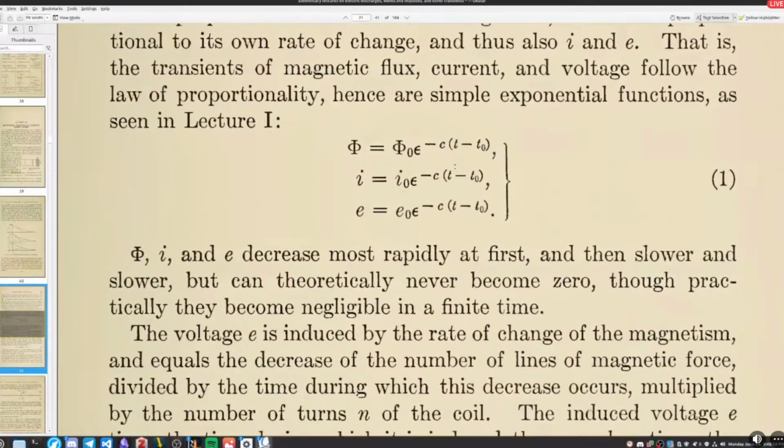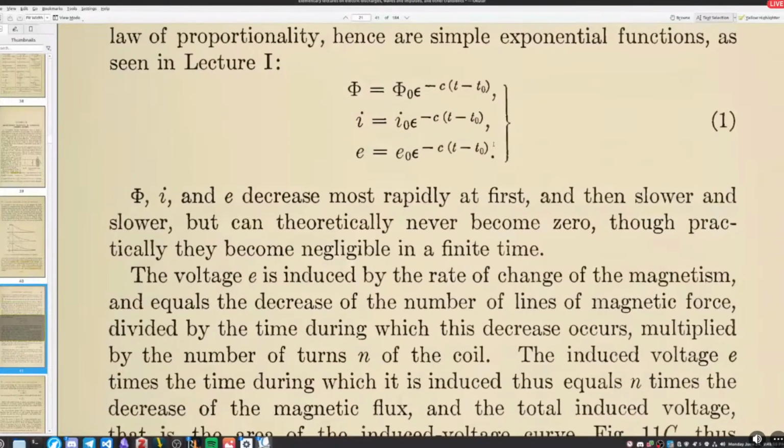So that's a fun little equation there. The equation for phi, I, and E, there you go. Yeah, I need an index to sit next to me with what all these letters are for.